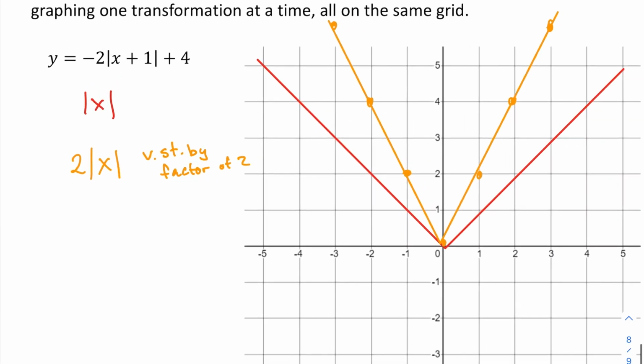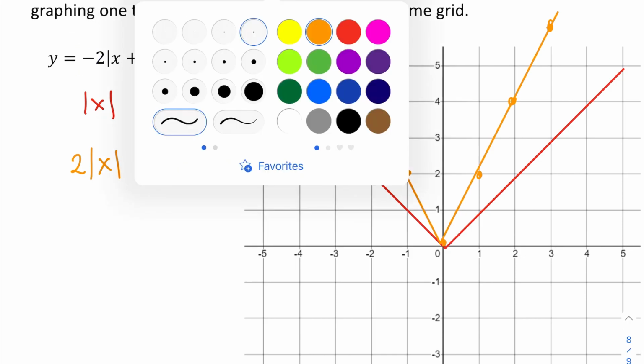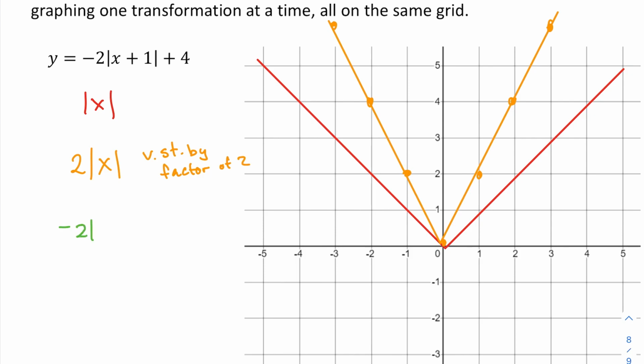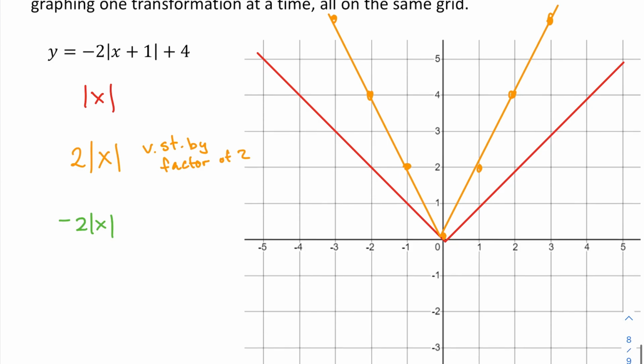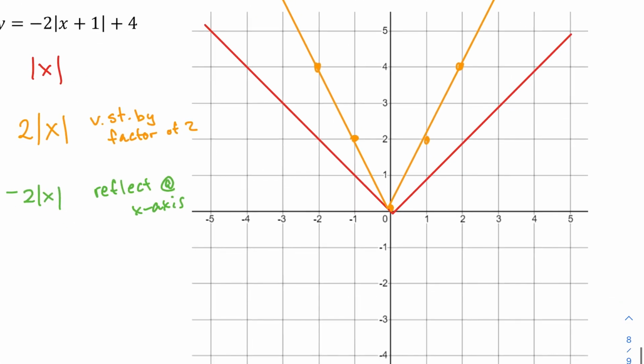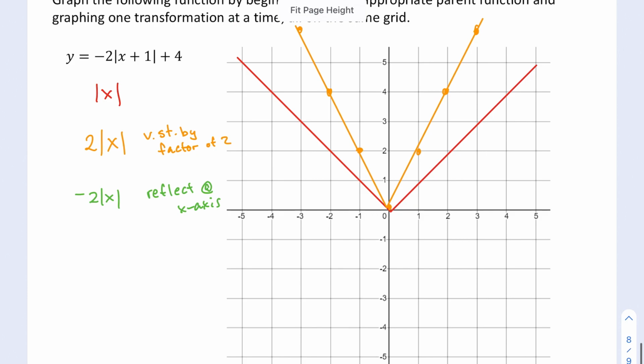Okay, next. Let's worry about doing that negative, get that in place. Let's go green this time. And when you multiply a rule, and the rule we're multiplying is the orange one, we're going to multiply the orange by negative. And when you do that, you reflect about the x-axis. So take the orange and reflect it across the x-axis, and it's going to make the vertex at the origin still. All of these so far have a vertex at the origin, a sharp corner at the origin.